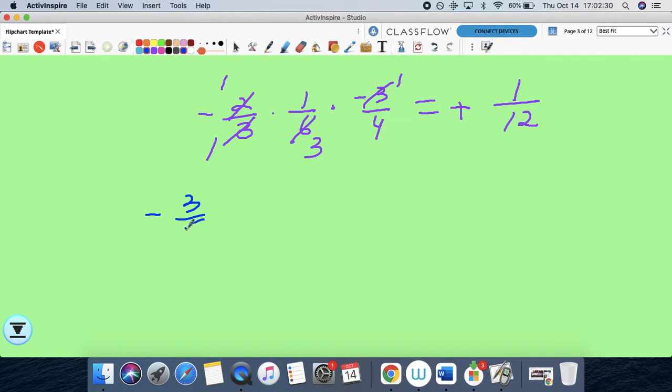Negative 3/5 times, what is this? Negative 5/6 times negative 6/7. So we have 3 negatives being multiplied, so it's an odd number of negatives being multiplied, so my answer is going to be negative. All right, let's go to the fun stuff. This 6 and this 6, see ya. This 5 and this 5 is gone, so it just becomes 1, right? And then I have 3 over 7.